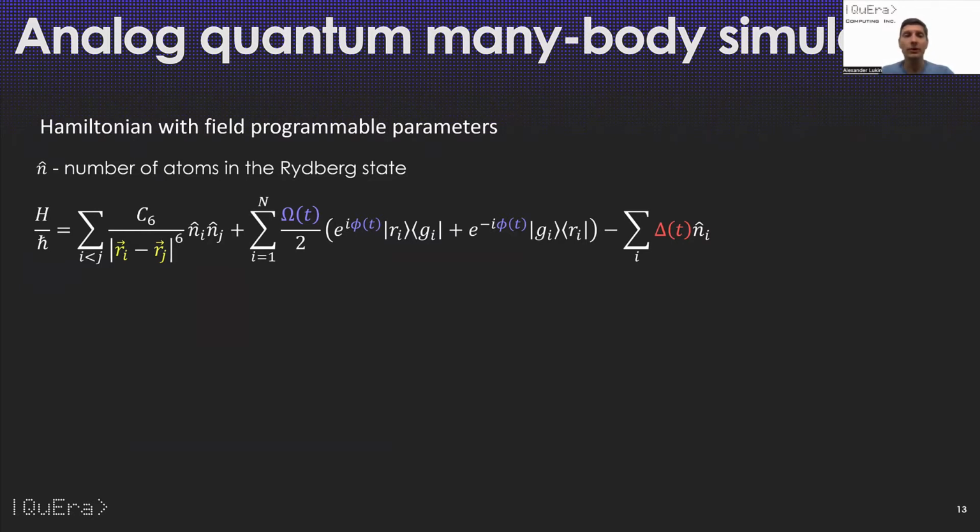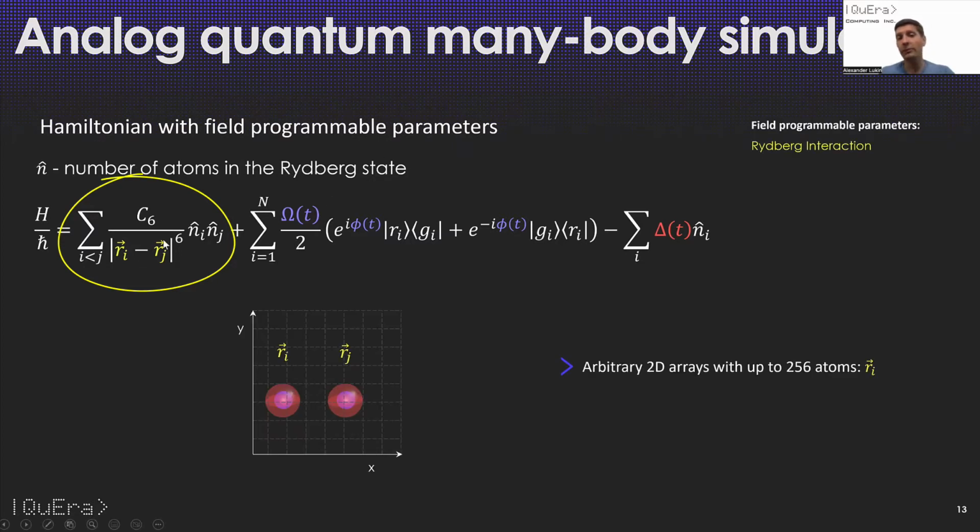protocol will be mainly focused around the Ising Hamiltonian of this type. So let's look at the terms in this Hamiltonian. The first term corresponds to the energy shift of neighboring atoms due to the Rydberg blockade mechanism that we've seen.